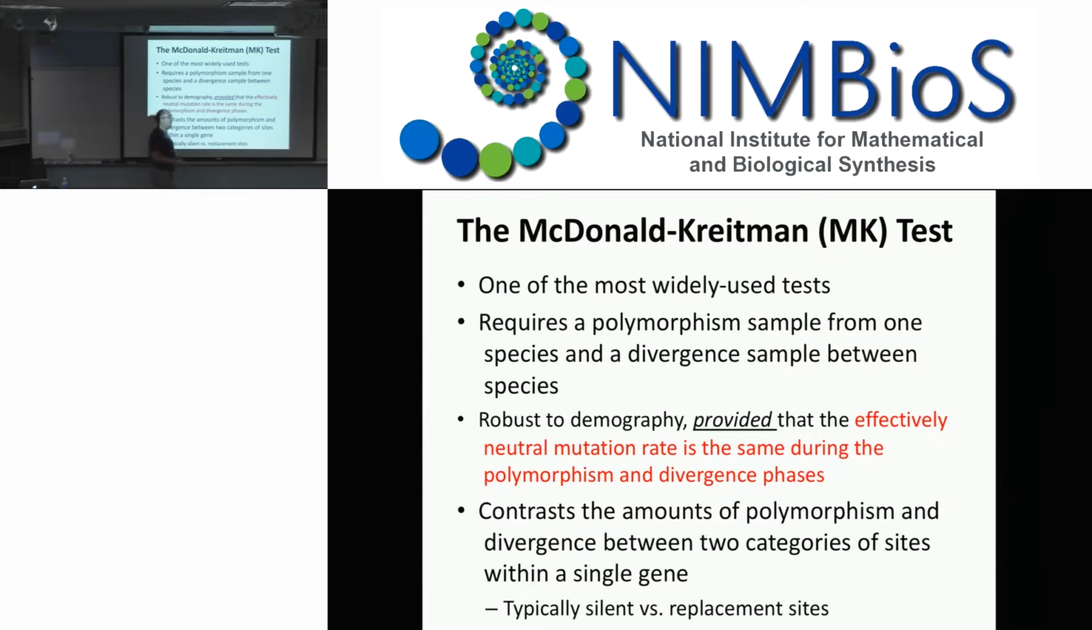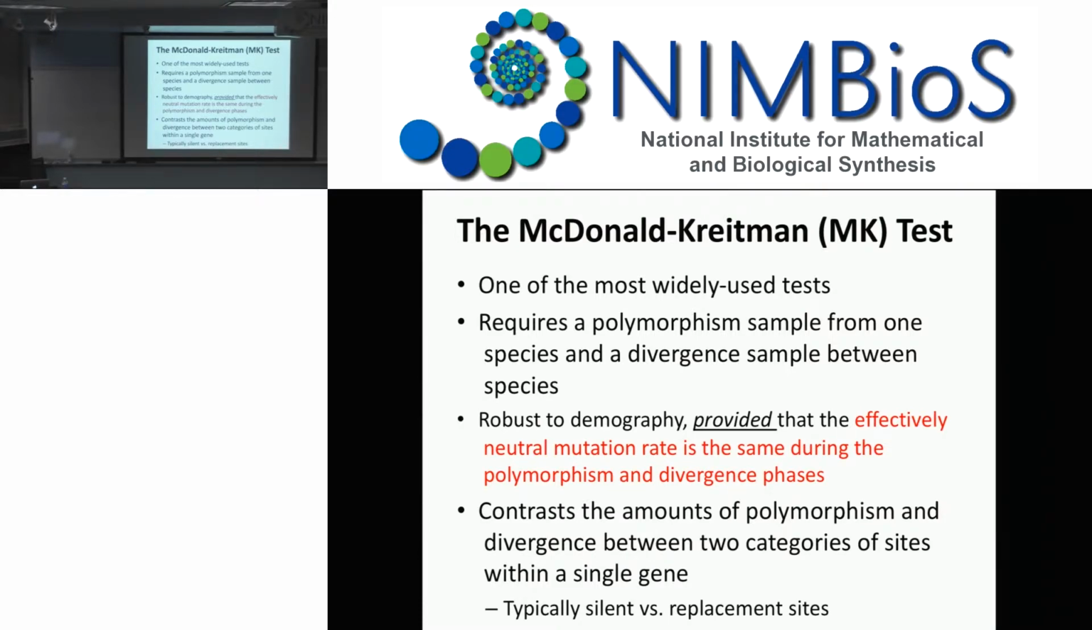The most popular test is the McDonald-Kreitman test. Same K as in HKA. One of the most widely used requires a polymorphism sample from one species, or you could do both, and a divergence sample between species.